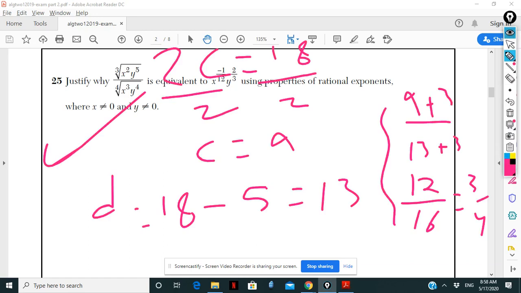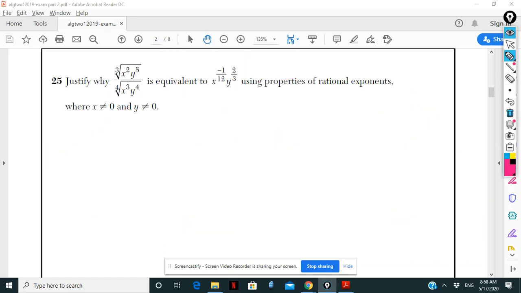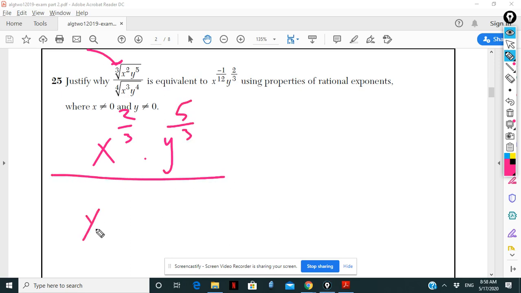So first, the index is going to be the denominator and the power is going to be the numerator. So it's x to the power 2 over 3 multiplied by y to the power 5 over 3, divided by x to the power 3 over 4 multiplied by y to the power 4 over 4, which is 1.